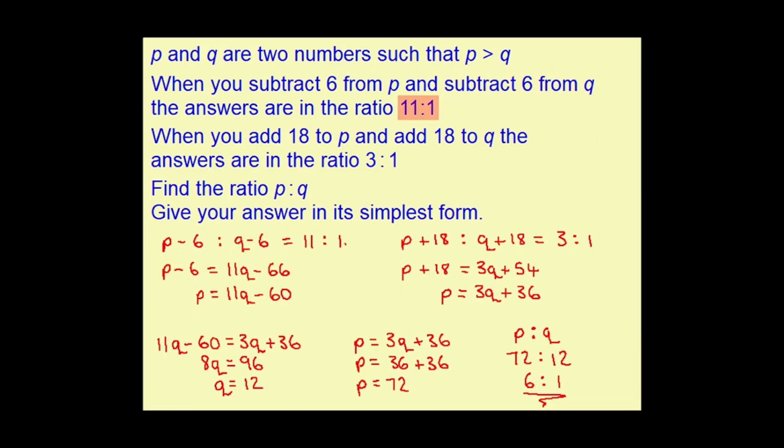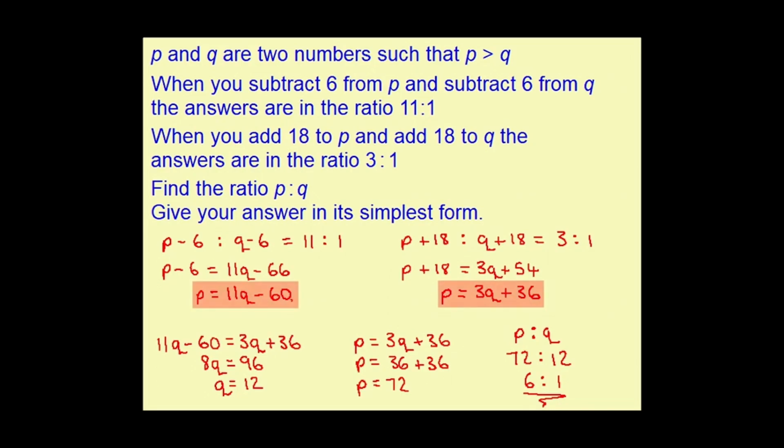These are in the ratio 11 to 1, so I get this line. I can use my usual technique, 1 multiplied by this is this, 11 multiplied by this is this. And from this, I can get that p is equal to 11q minus 60. Now I go to this part and I do a similar thing and get p equals 3q plus 36.